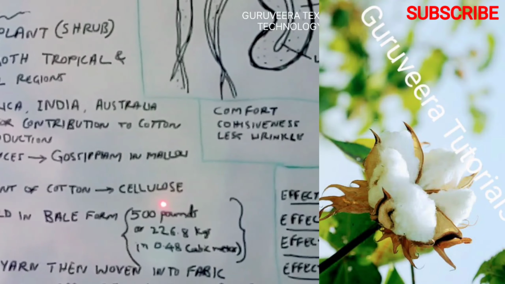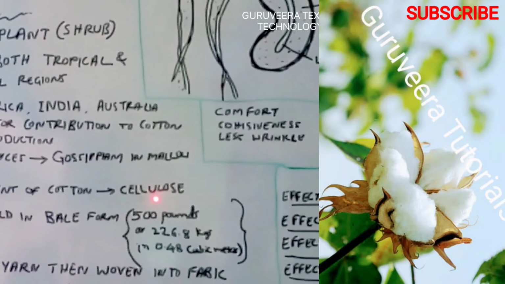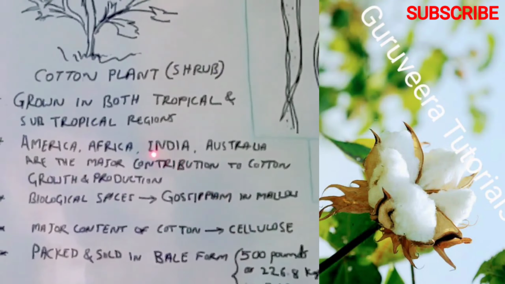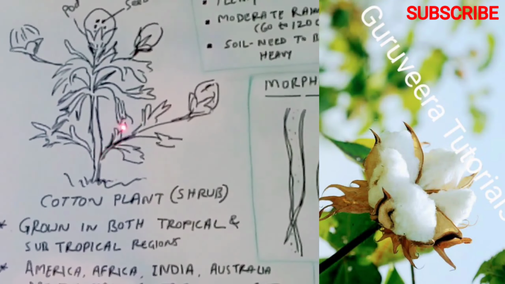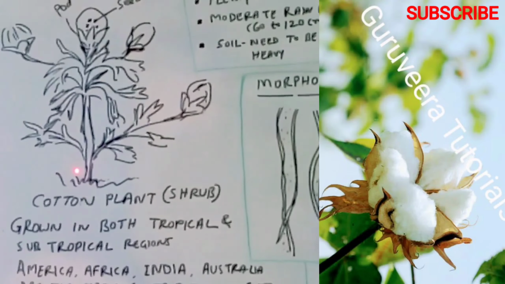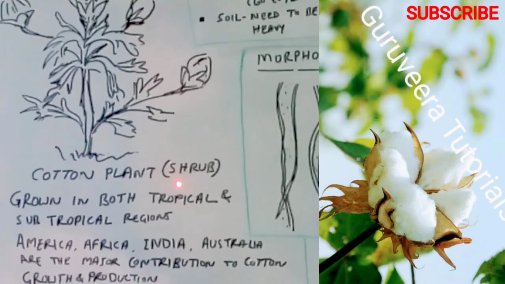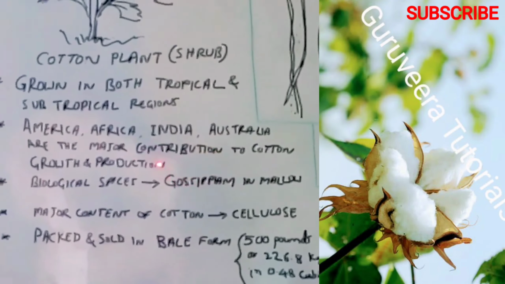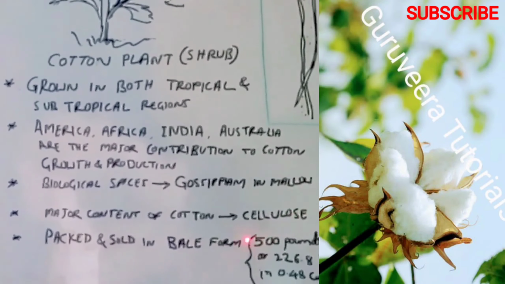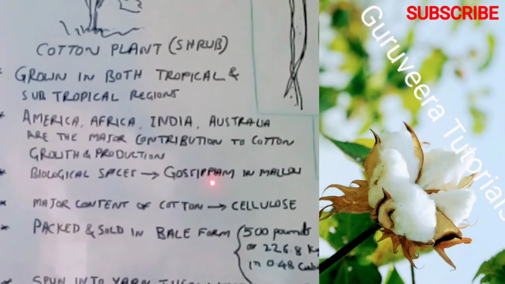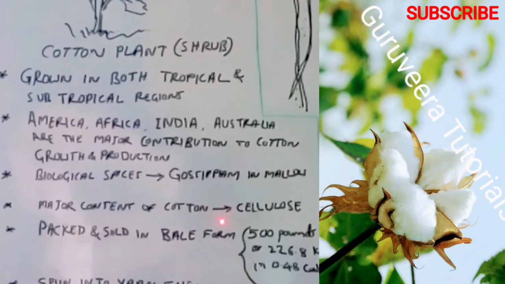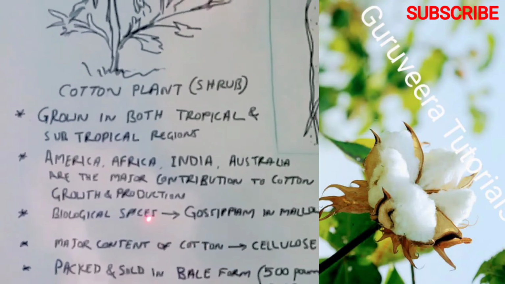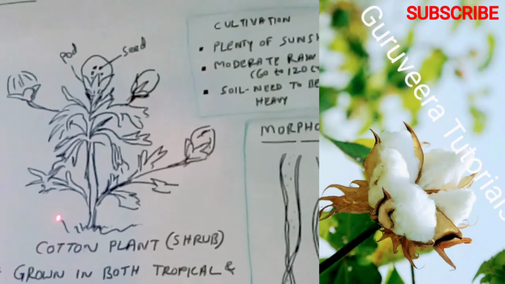But in other woods and forest trees, the cellulose availability is only 40 to 45%, whereas in cotton fiber it is more than 90%. Because of this substance cellulose, cotton has demand. It gives quality, it gives comfort and other required properties of clothing. It is a natural God-gifted fiber, the cotton plant.